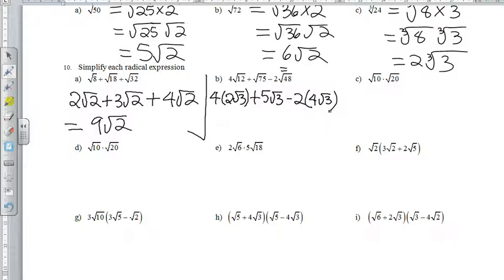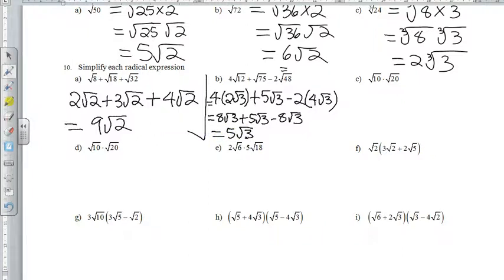Okay. Now again, you may want to show more detail on this stuff, and that's fine. It's whatever works for you. Okay, so we put a little equal sign there. So this is 8 root 3 plus 5 root 3 minus 8 root 3, which is 5 root 3.